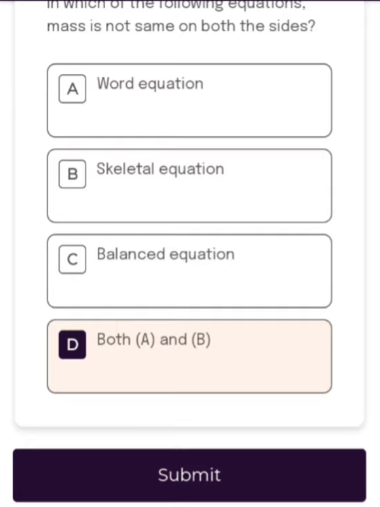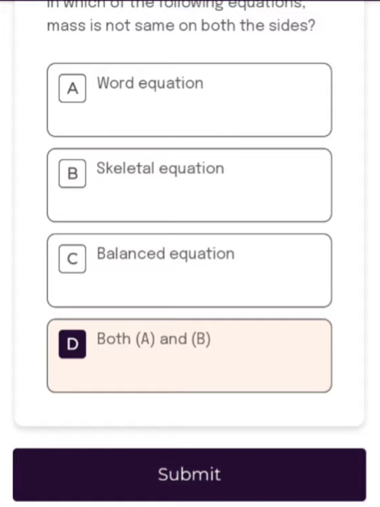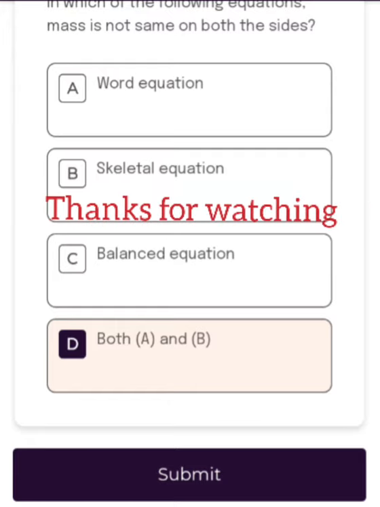So students, these are a few multiple choice questions related to chapter 1 which are very important for NAS preparation and also for our board exams which are going to be held in November or December for term 1.